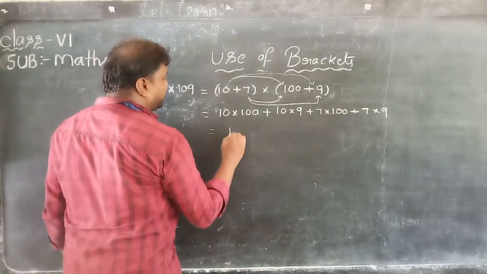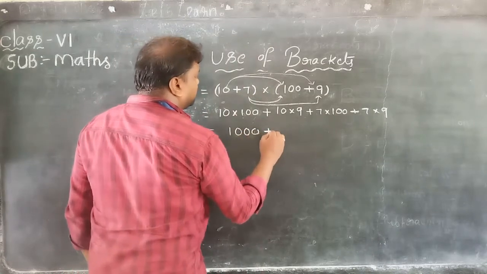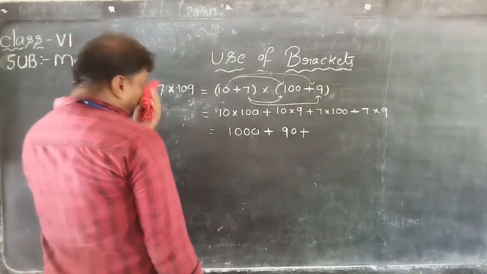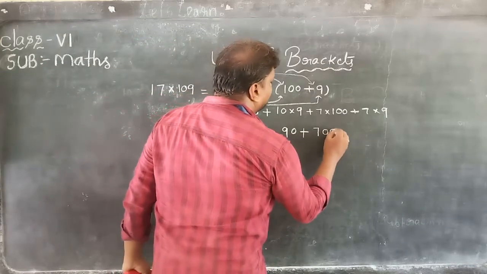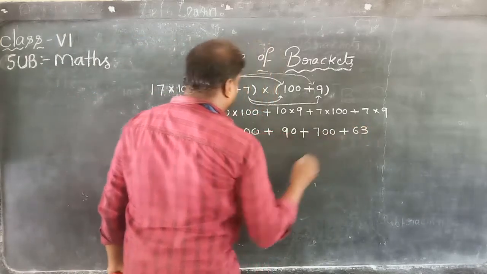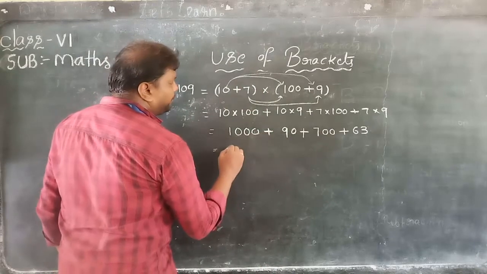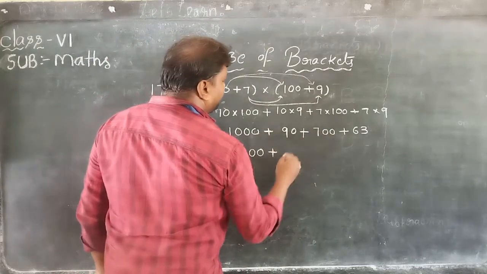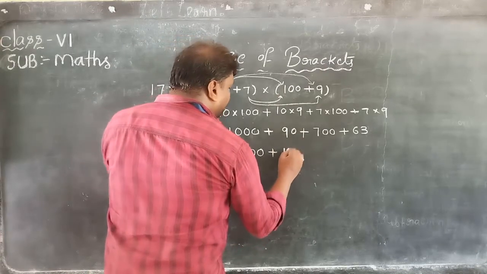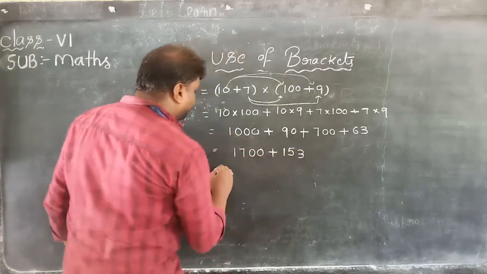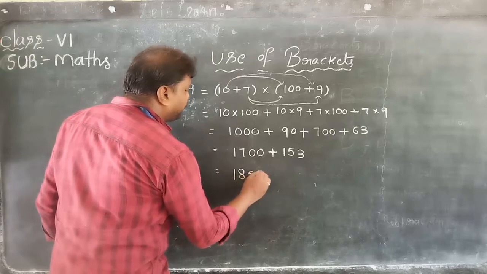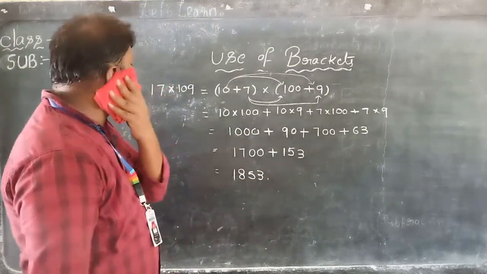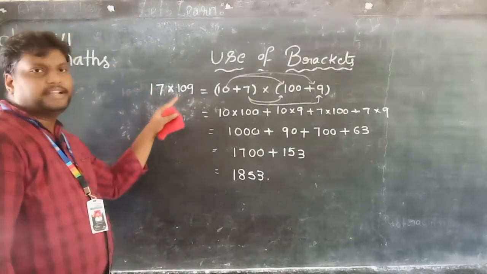Now 10 into 100 is 1000, 10 into 9 is 90, 7 into 100 is 700, 7 into 9 is 63. 1000 plus 700 is 1700, plus 90 plus 63, how much? 153. Total 1853. Total, what is the value? 1853.